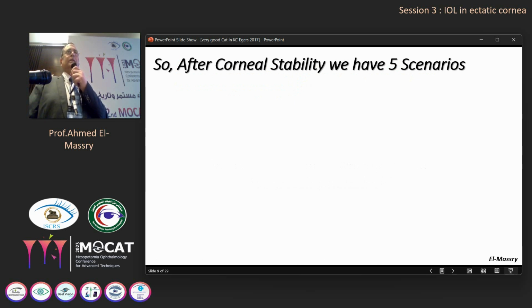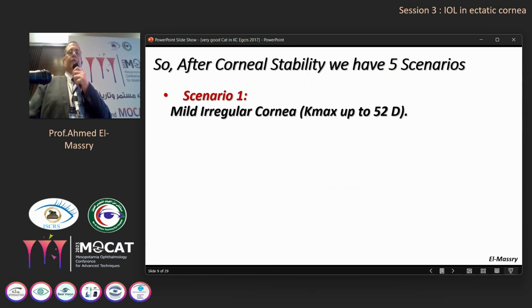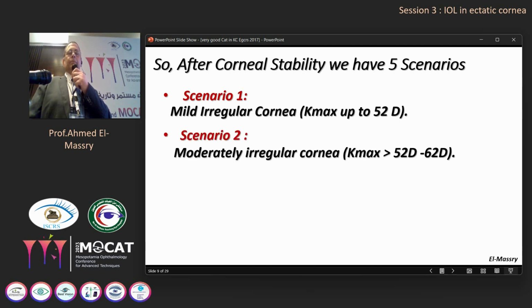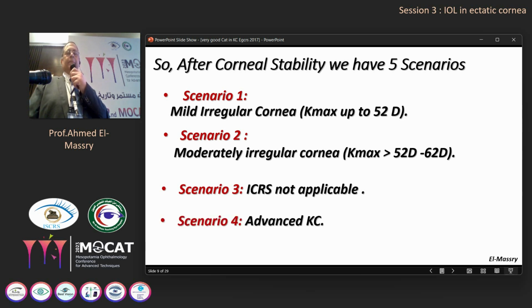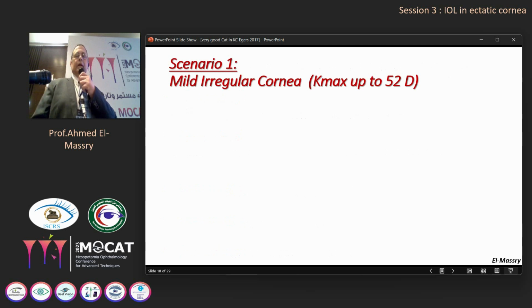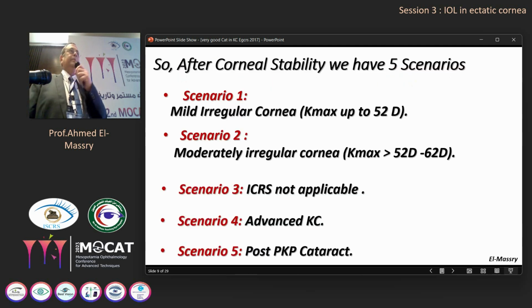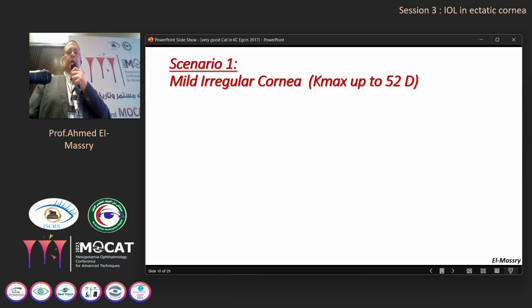So after corneal stability and regularity, we have 5 scenarios. First, mild irregular cornea up to 52 diopters. Second is moderately irregular cornea. Third, if the ICRs are not applicable. Fourth, if we have an advanced keratoconus. And the fifth is if the patient has post-PKP cataract.